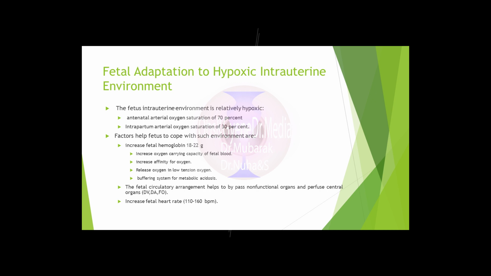Unlike adults, a fetus has 18 to 28 grams of fetal hemoglobin, which helps to increase the oxygen carrying capacity of fetal blood. In addition, unlike adult hemoglobin, fetal hemoglobin has increased affinity for oxygen. This results in the binding of oxygen molecules at higher partial pressures of oxygen and the releasing of oxygen rapidly at very low oxygen tensions.